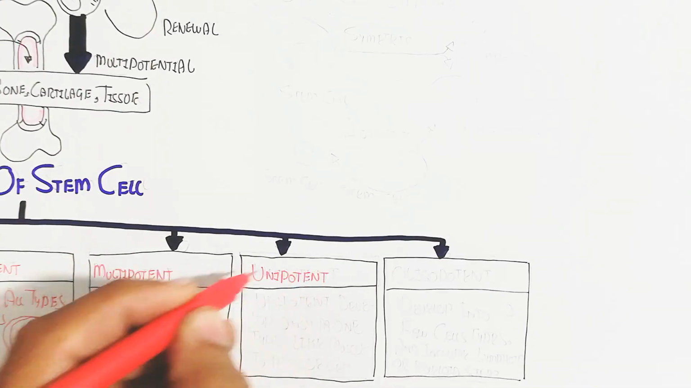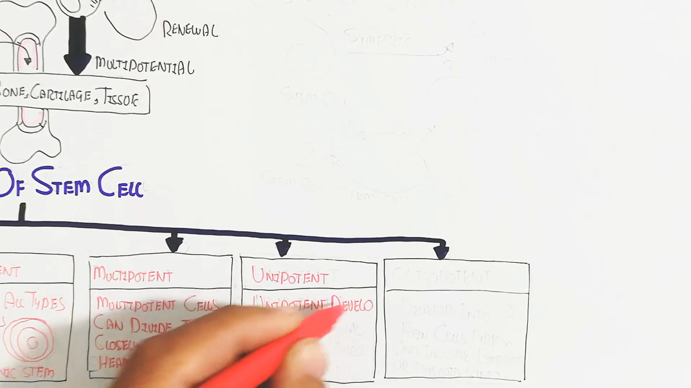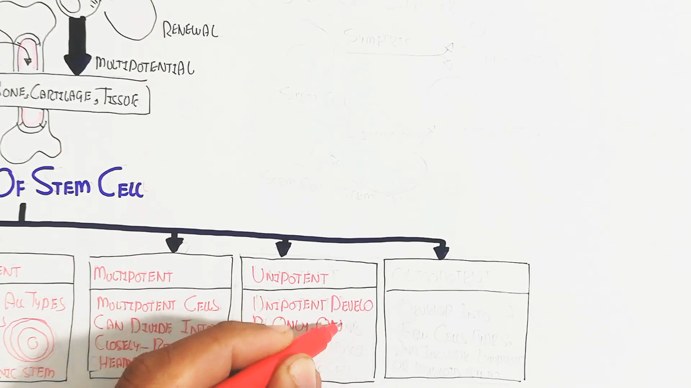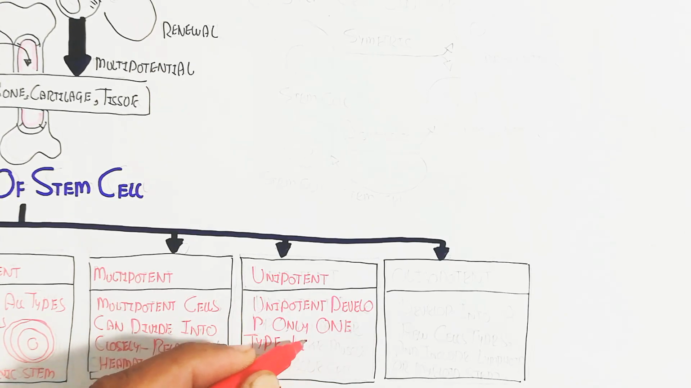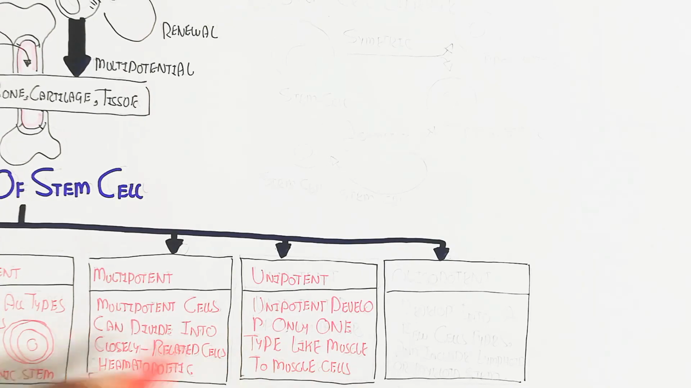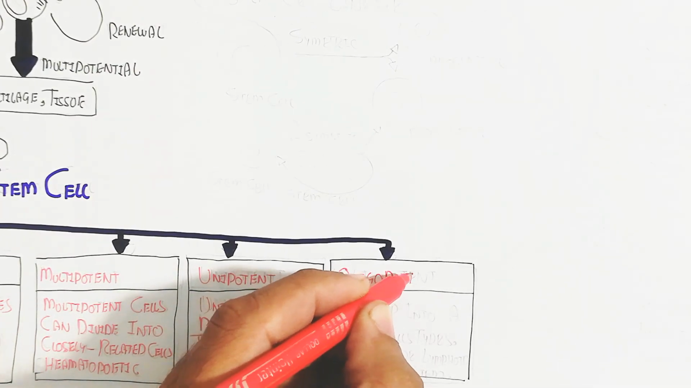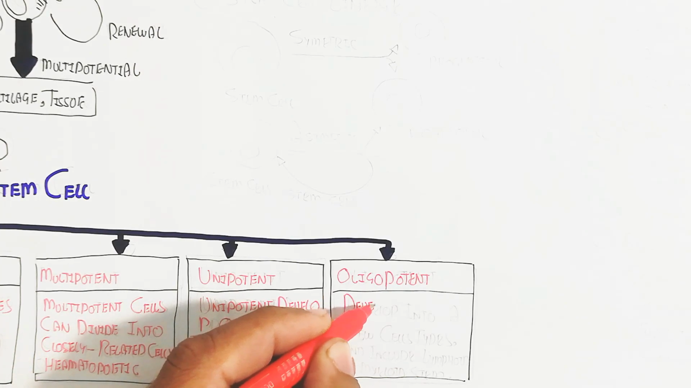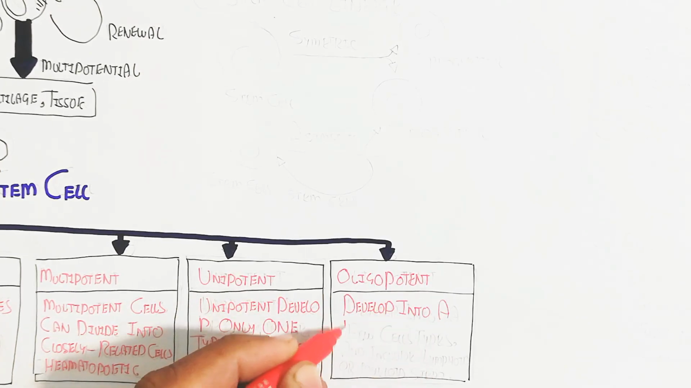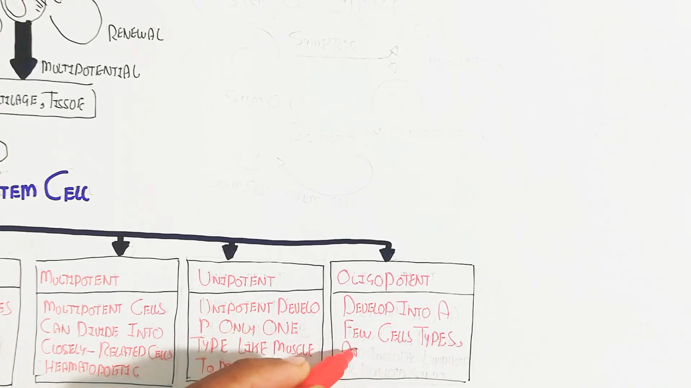Unipotent stem cell means it develops only one type, like muscle to muscle cell, from the myoblast into the myocyte. Oligopotent means it develops into a few cell types and includes the lymphoid or myeloid stem cell.